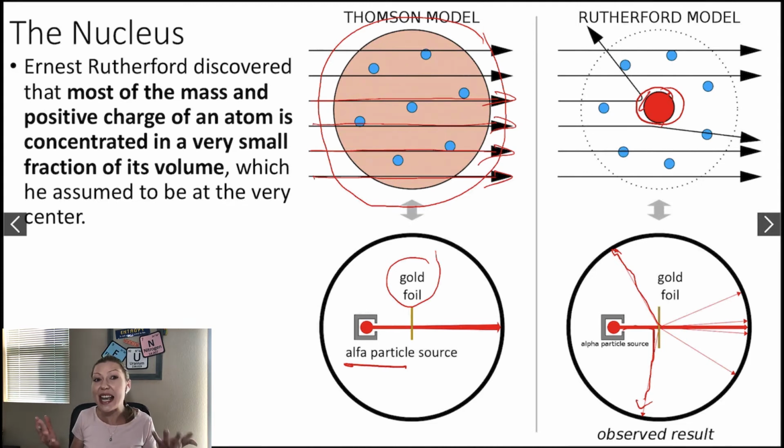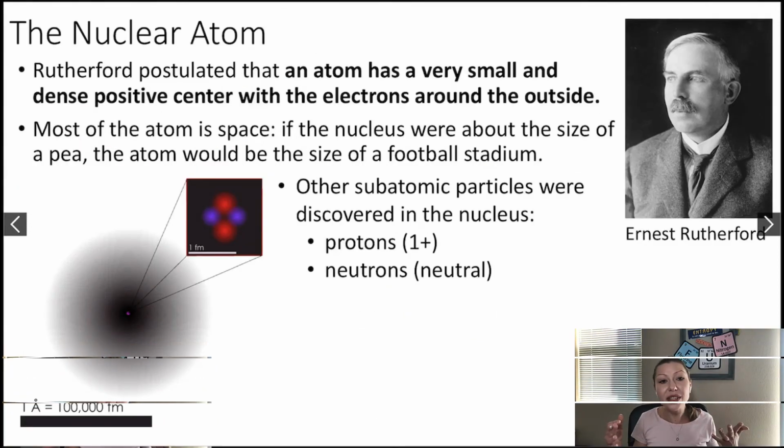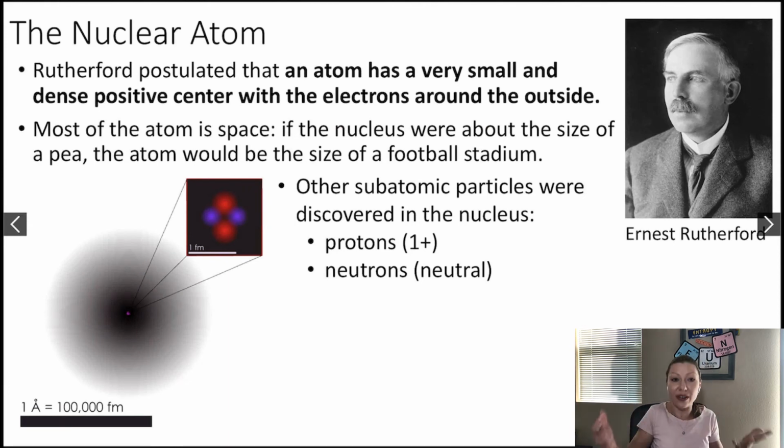That atomic nucleus deflected some of the alpha particles that were bombarded at the gold foil. So, with this, he came to the conclusion that most of the mass and the positive charge of an atom is concentrated in a teeny tiny fraction of the volume of an atom. And he assumed that this is the center. Rutherford postulated that an atom has a very small and dense positive center with the electrons around the outside. So basically, this means that if we have a center that is teeny tiny right there inside that circle, and the electrons are just somewhere outside, most of the atom is empty space.